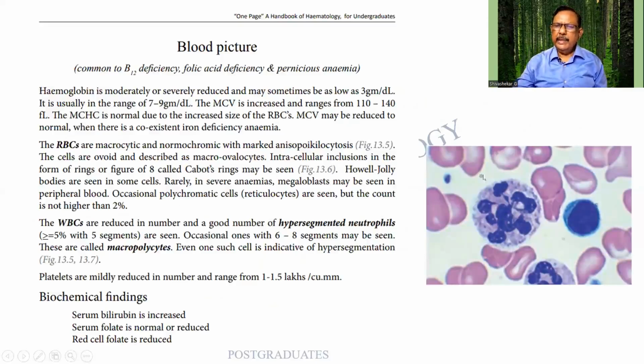But then there can be the hypersegmented neutrophil. So more than 5% of the cells will be having more than 5 segments. Macrocytes, Howell-Jolly bodies, etc. You people can read up.